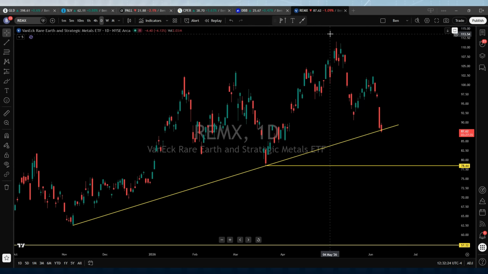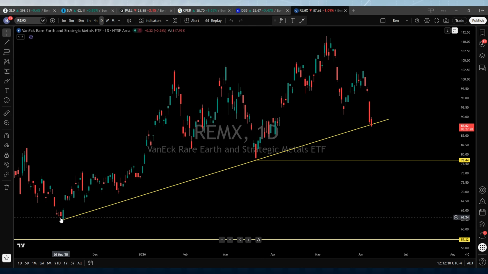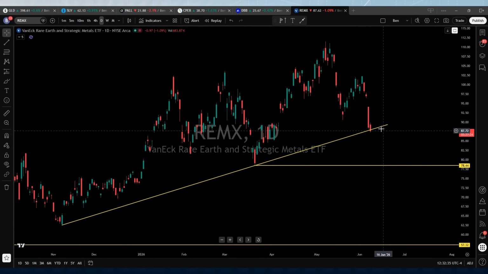Now let's go into REMX. So this is the Van Eck Rare Earth and Strategic Metals ETF. Pivot top here, secondary hit, third hit. So on a technical basis, we should get a bounce off of this level. However, we haven't closed below it yet, but this is what I'd be looking for.